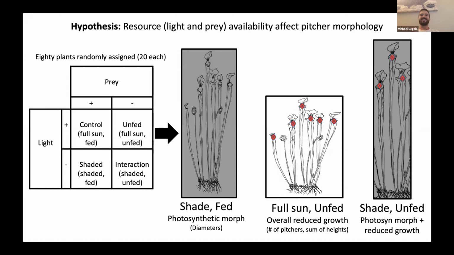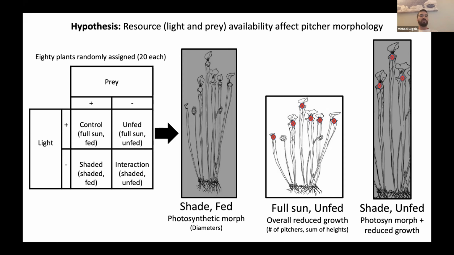In this experiment, we set out to test how resource availability can affect pitcher plant morphology, so the size and shape of the pitchers that they produce. We haphazardly selected 80 plants and randomly assigned them to 4 treatments in a cross-classified design, testing the effects of light and prey availability. We had 4 treatment groups: the control, which received full sunlight and were fed to simulate prey capture; an unfed group, which also received full sun, but were prey excluding, causing them to have reduced nutrient availability; a shaded treatment, which received prey, but had shade structures above them, which reduced their light availability; and an interaction treatment that had reduced light as well as prey excluded.